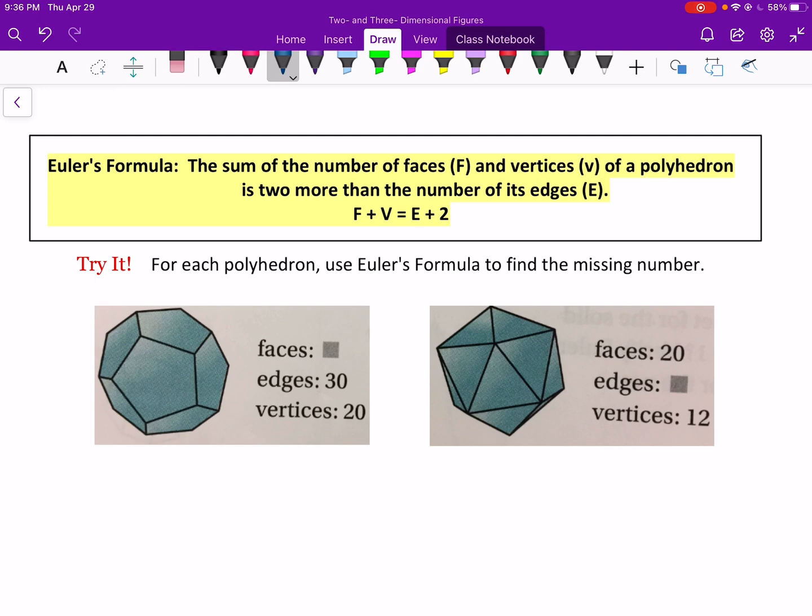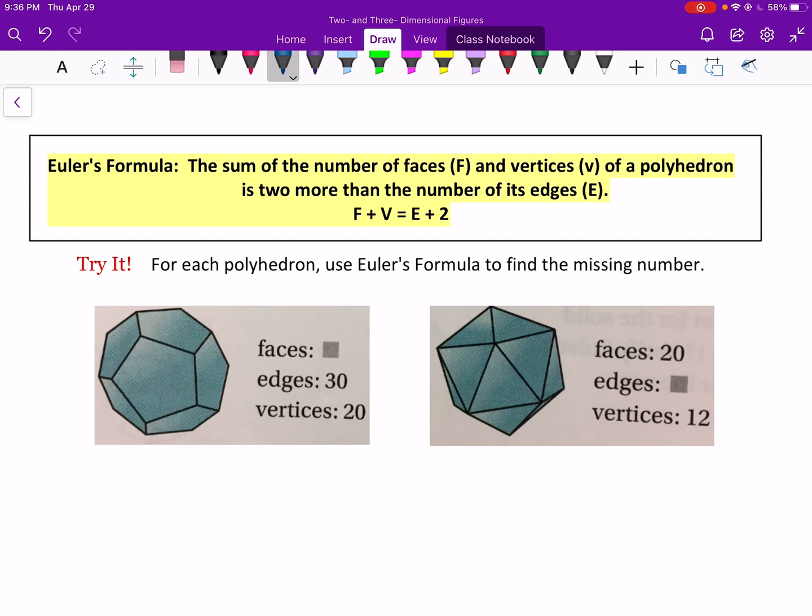But Euler's formula says the number of faces, that's F, and the vertices, sum means add, is 2 more than the number of edges. And that stays consistent no matter what kind of polyhedron. Nice thing about that is then as these get more complex, we don't have to do all the counting. We can do some calculations if we know part of these. For example, the polyhedron on the left, made up of a whole lot of regular pentagons.